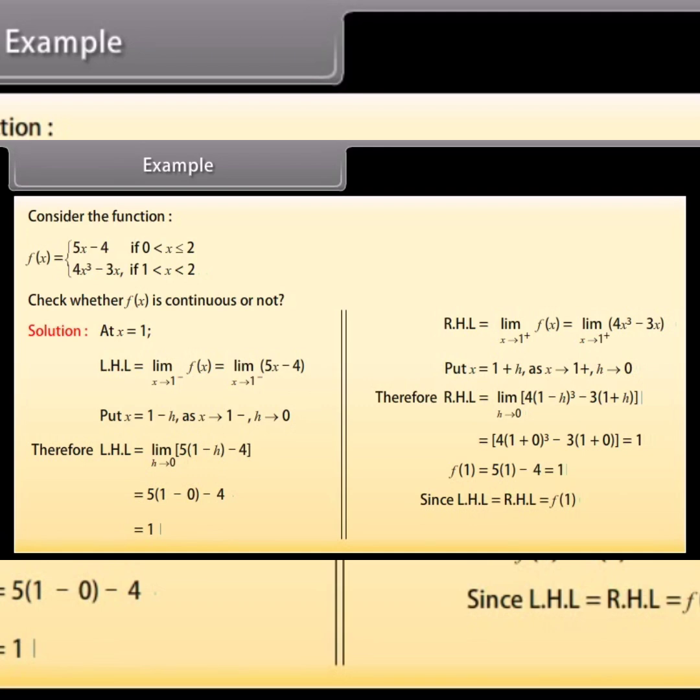Since left-hand limit is equal to right-hand limit is equal to f of 1, therefore, f of x is continuous at x = 1.